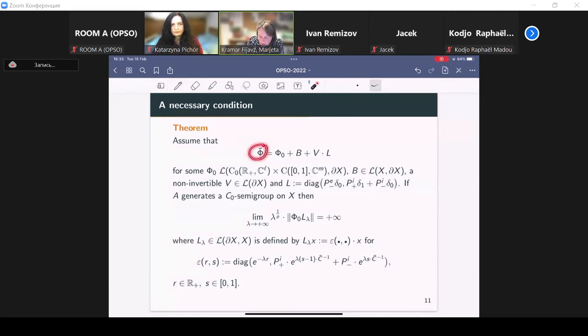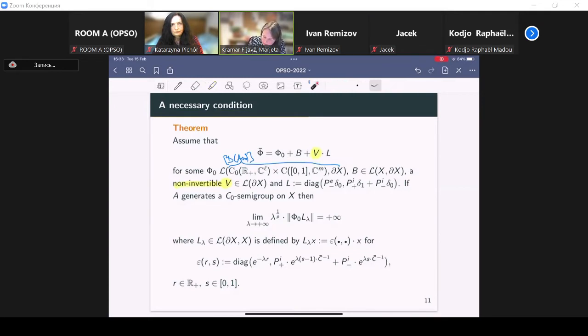So we assume that our boundary operator can be decomposed in such a way that here we have a bounded operator, which in our case, this guy here, is a bounded operator on the closure of the domain of this maximal operator. Then B is some bounded perturbation, which can be added or not. And then this is important: this L is the same operator I had before, and this V is non-invertible.